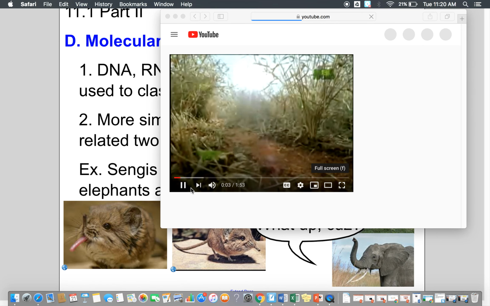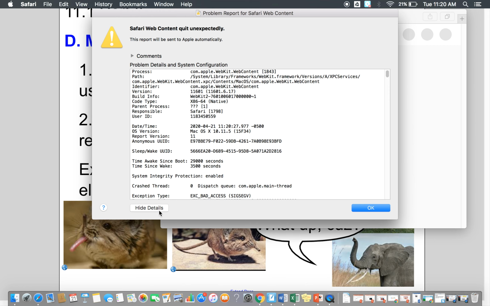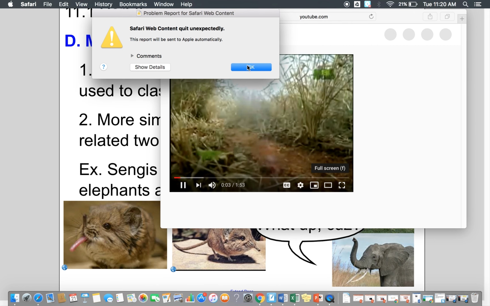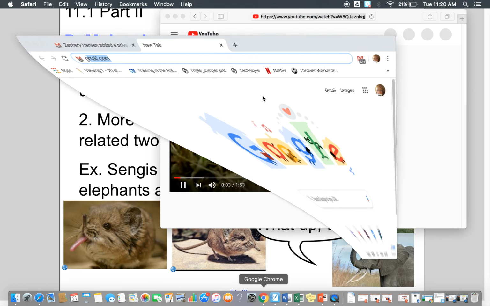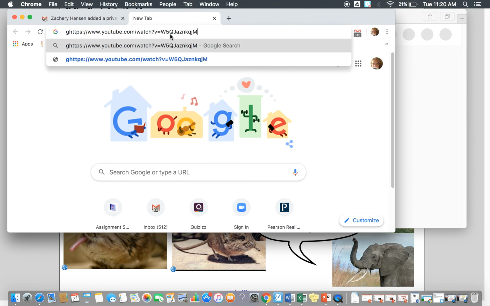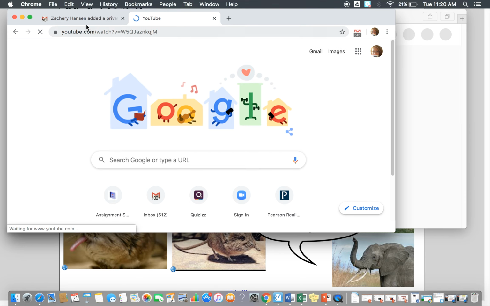Thank you, Safari, right? Okay, one second. Let me copy and paste into Google Chrome. I'll just get rid of that private message.